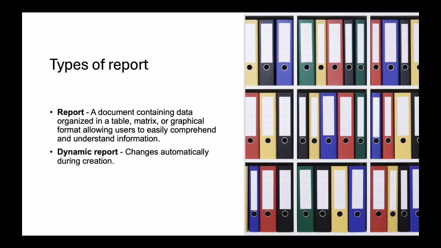عندك two types. عندك dynamic وعندك static. Dynamic changes automatically during creation. Static is created once based on data that does not change. Static ما عمرها بتتغير، ما بتقدر تغيريها. Dynamic عادي بتتغير throughout the time.